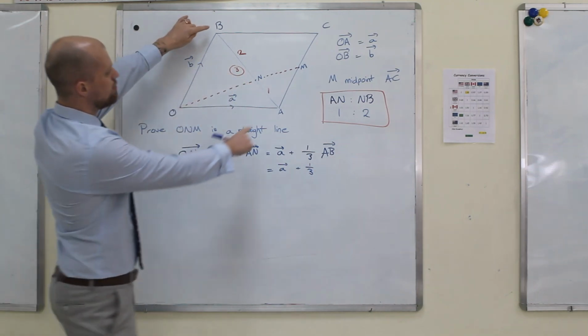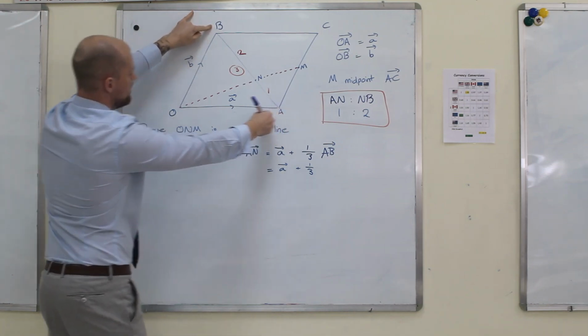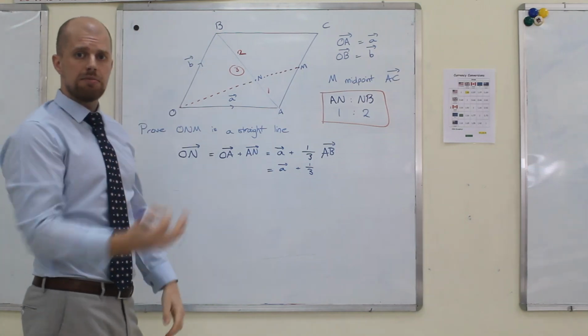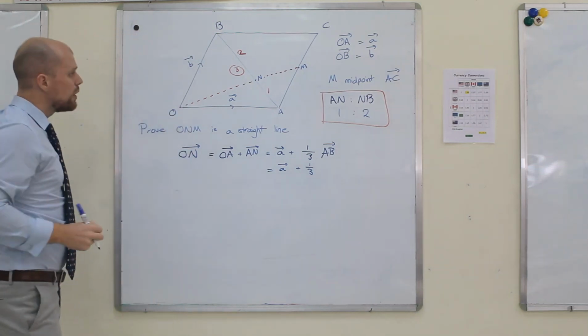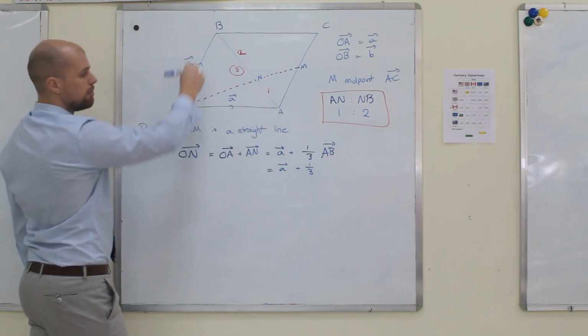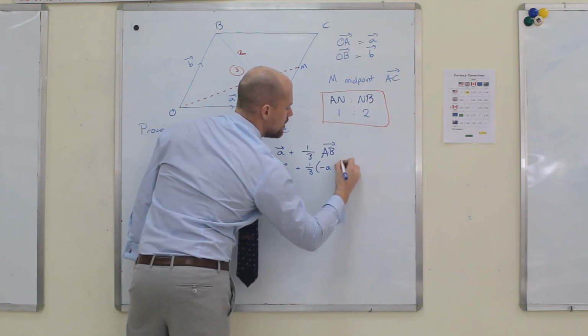A to B is very simple. We're going from here to here. You have to come this way and then that way because we can only work in terms of A's and B's. So if I'm going this way then this way, I go minus A plus B. Do minus A plus B.